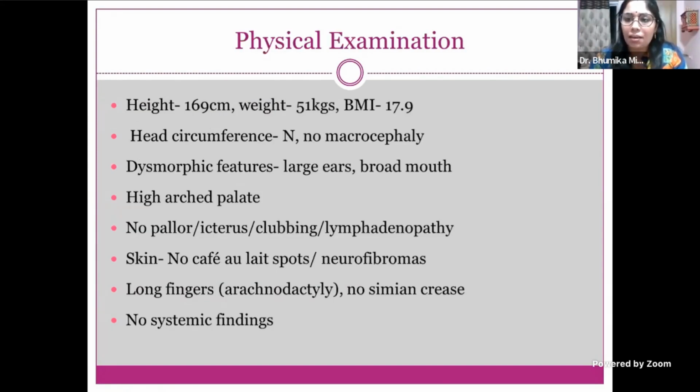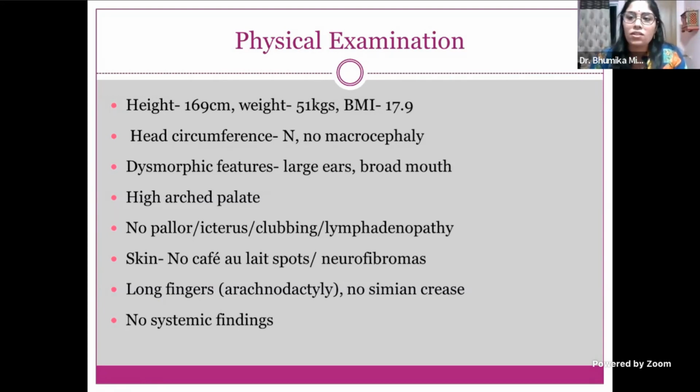Coming to the physical examination of the child, height is 169 centimeters, weight around 51 kgs, and he had a BMI of 70.9. The head circumference was normal, no macrocephaly could be found. There were certain dysmorphic features like large ears and a broad mouth. There is also a high arched palate. No features of pallor, icterus, clubbing or lymphadenopathy were there.